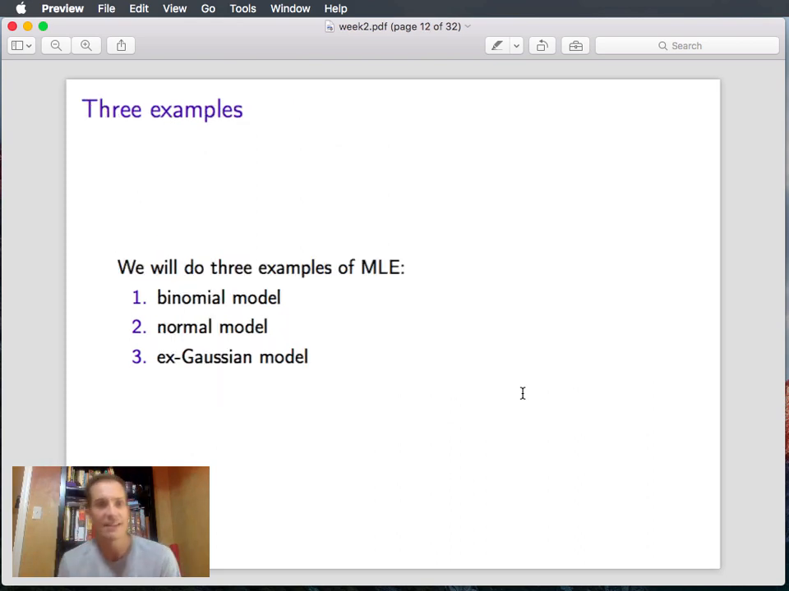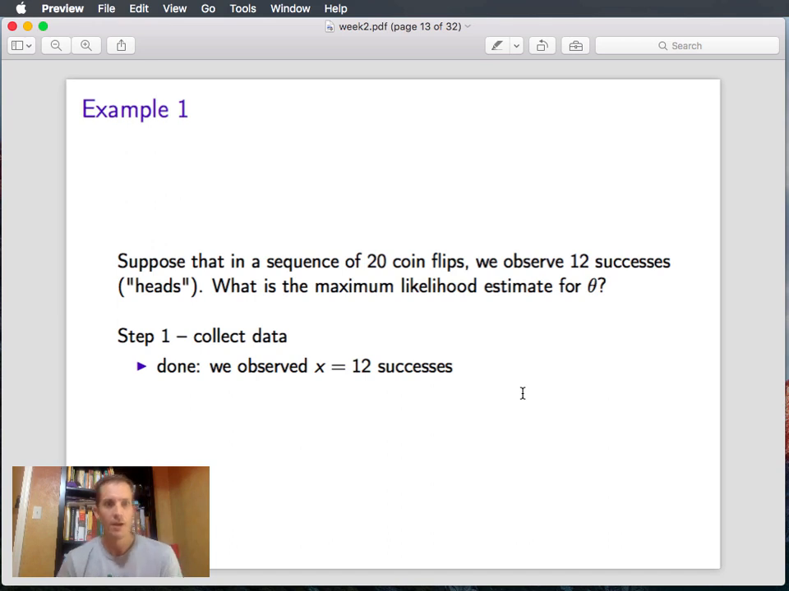So today we're going to do 3 examples. The first example will be a binomial model, similar to what we've already talked about, but I'll show you how to implement all of that in R. The second will be a normal model, so we'll use a normal distribution as our model. And then finally, I'm going to introduce you to a new model called the ex-Gaussian model, which is going to be really good if you have a skewed distribution. So let's work on a first example.